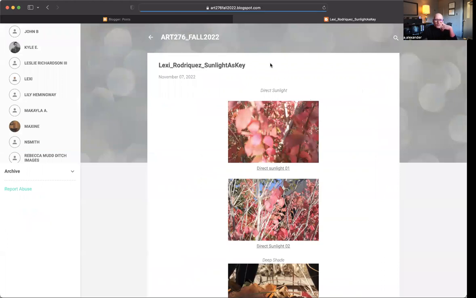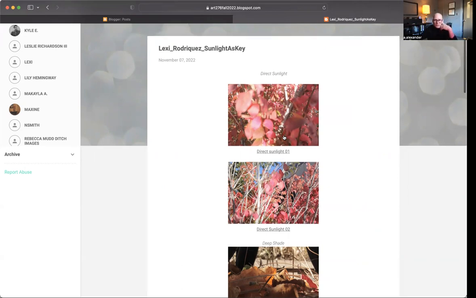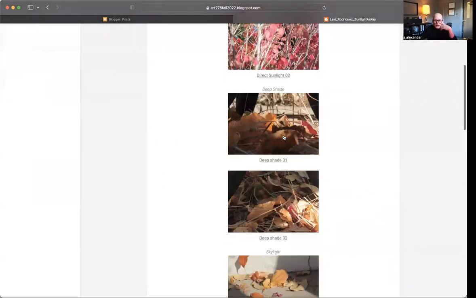Now, this next one, the sunlight as key, is kind of an intermediary project where we took a week and had you go out and use the sun as your key light in teams, to prepare you for the following the sun project that you're working on.